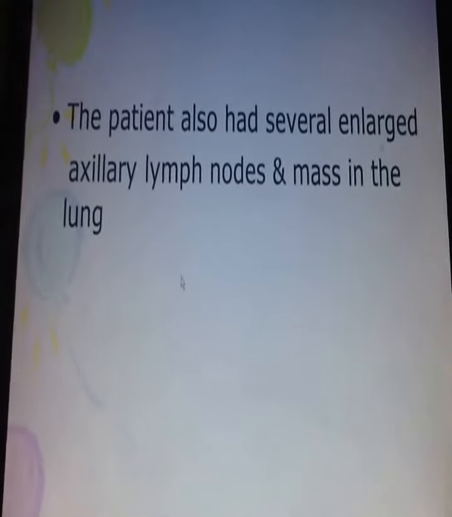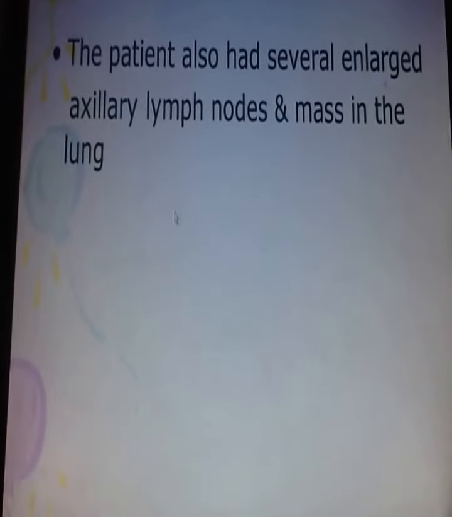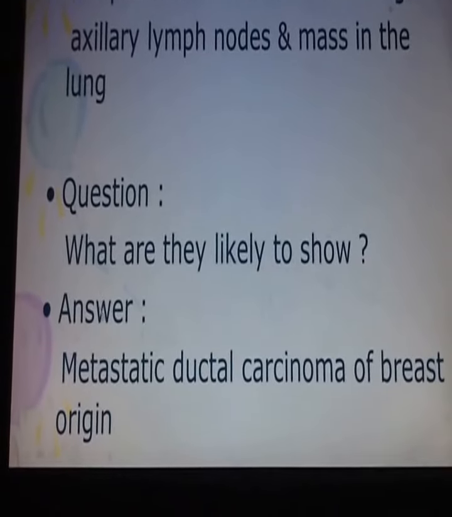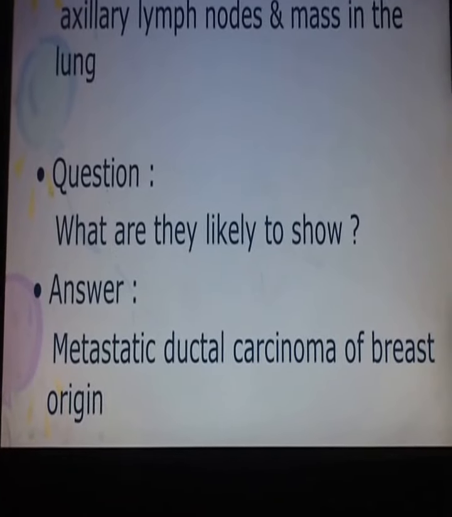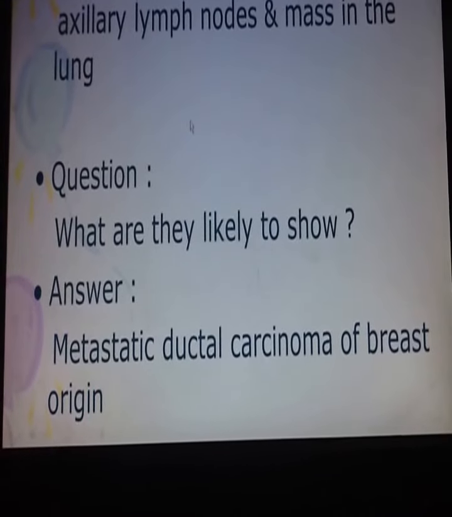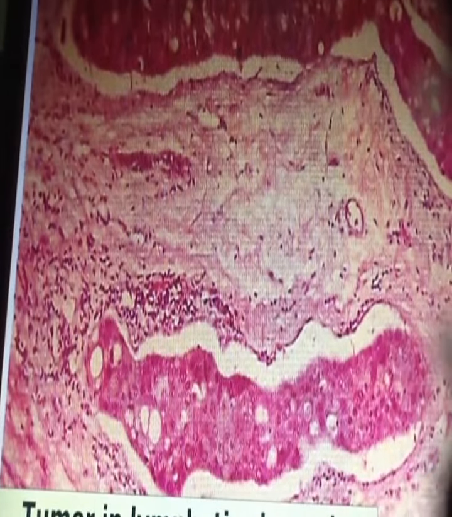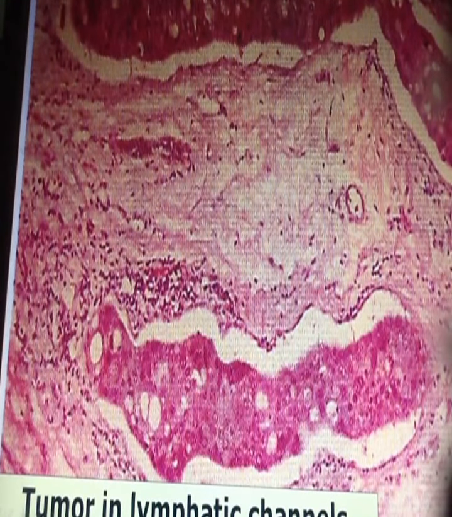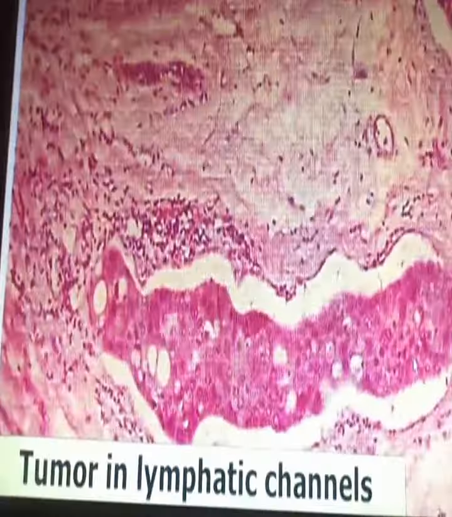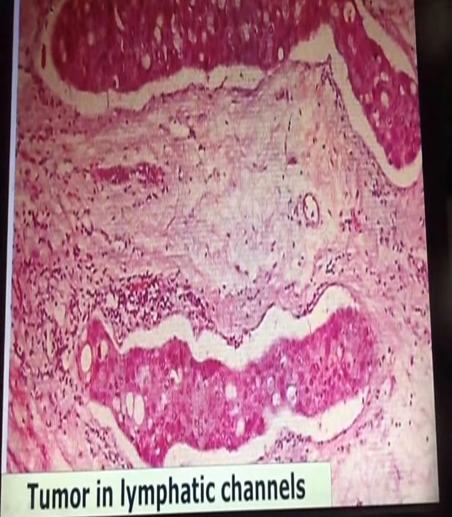So this patient had a breast mass, and she had enlarged axillary lymph nodes as well, and a mass in the lung. So those will probably show metastatic ductal carcinoma inside the lymph nodes and inside this lung nodule. And this section was taken from the breast. Here we have a lymphatic channel, and down there we have another lymphatic channel. But within the lymphatic channel, you can see those ugly-looking cells, which are malignant cells. So these are tumor cells inside lymphatic channels, causing spread to lymph nodes.